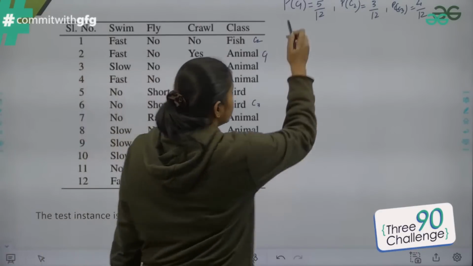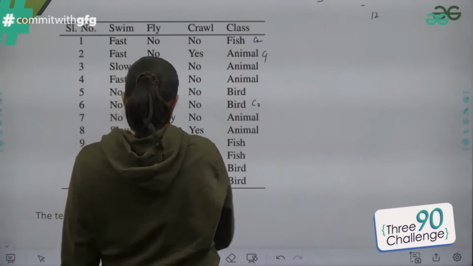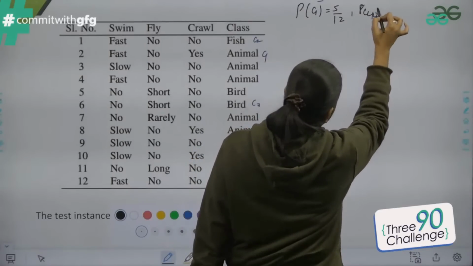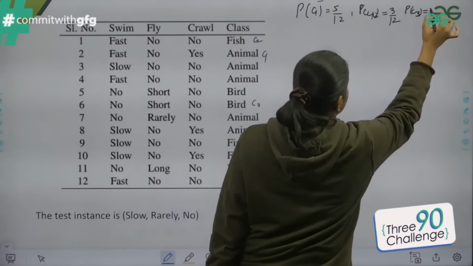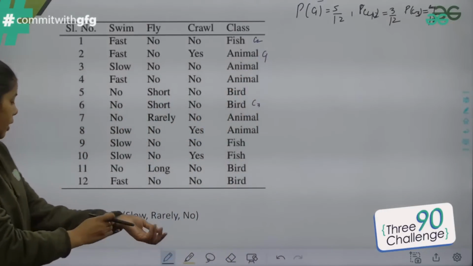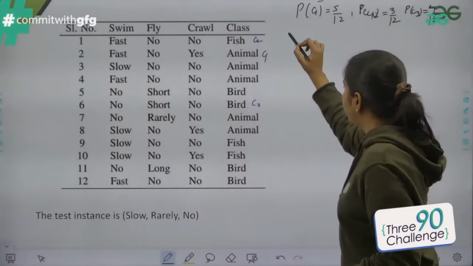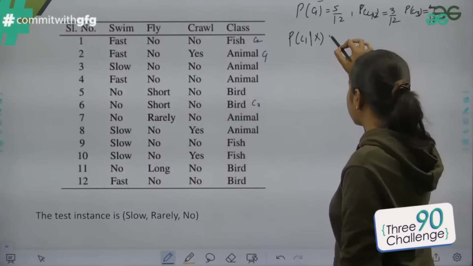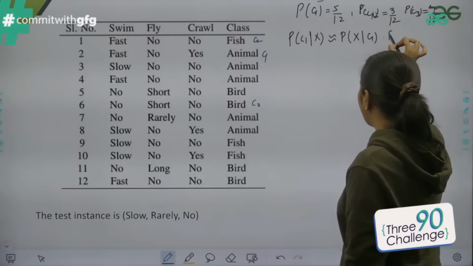Okay, let me write it a little bit below. So here I am getting probability of c1 5 by 12, probability of c2 3 by 12, probability of c3 4 by 12, right? I got these probabilities. Now I have to check for this test instance. So I want to find out probability of c1 given x, probability of c2 given x, probability of c3 given x, and I know already that probability of c1 given x is proportional to probability of x given c1 into probability of c1.